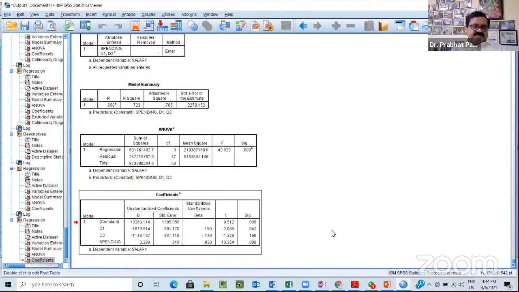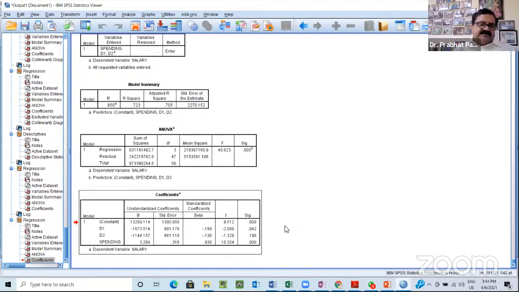F is significant, definitely. And here, when we accounted for the spending, the beta coefficient is 3.289. So this clearly shows that if the government spending is increased by 1, then the salary is affected by 3.2. So that is some interpretation that we can do over here. And if you look at the dummy 1, the dummy 1 is significant. Dummy 2 is not significant. So it actually changes the result.